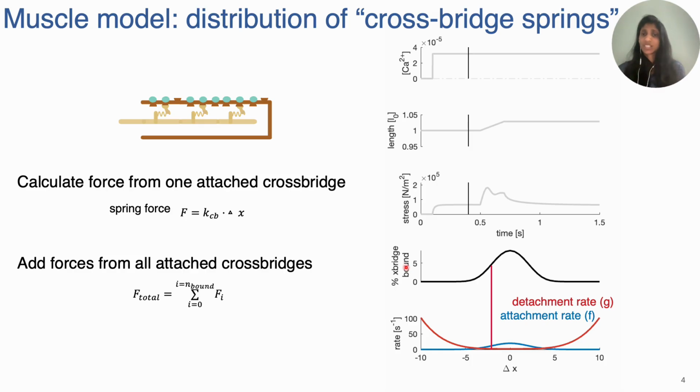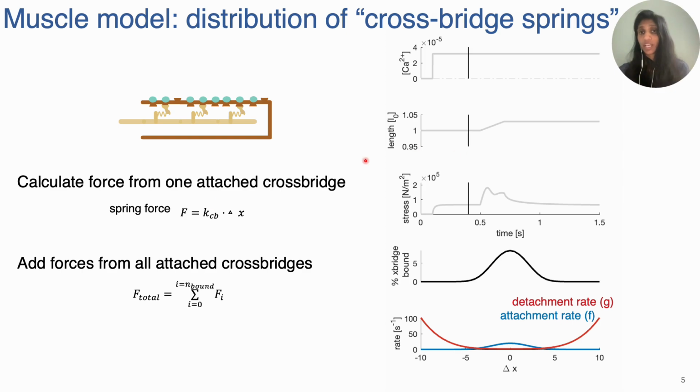But that can be time consuming. And another way to do this is to simplify this distribution or approximate it as a Gaussian distribution. And then we can just take the moment of that distribution to get the total number of attached cross bridges and then go to force in one step. Now, you might have heard of this as the distribution moment model, and you will hear more about it from Tim and Friedel in the upcoming lecture.